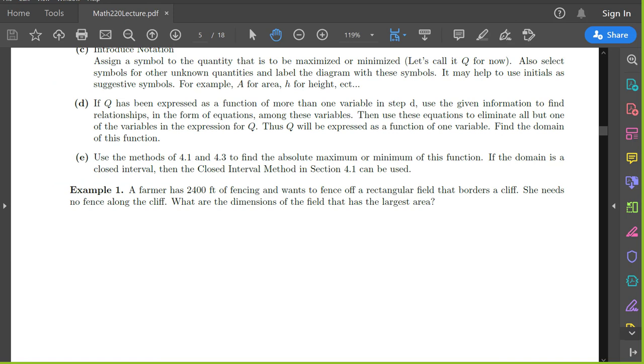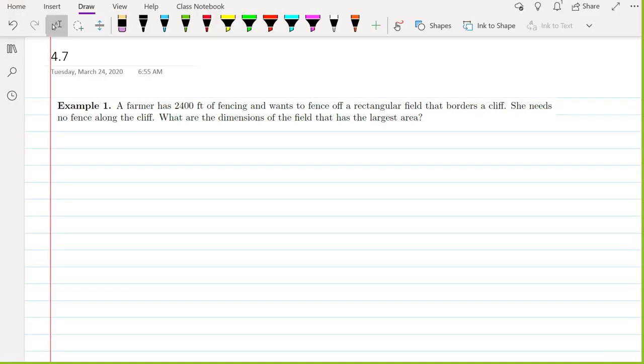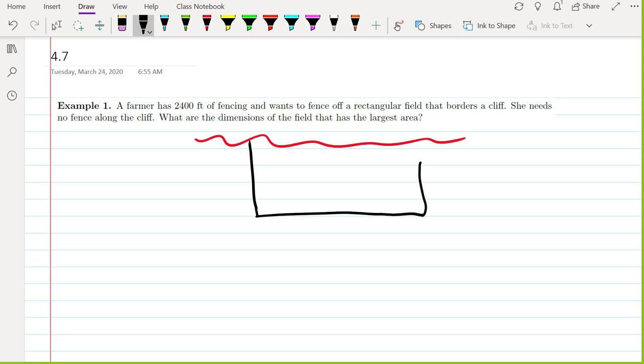All right, so let's start by drawing a diagram. And our diagram, here's our cliff. And then we have our fencing. So we need to label each of these quantities. For no reason other than I feel like it, I'm going to call this the length, and I'm going to call this dimension the width.